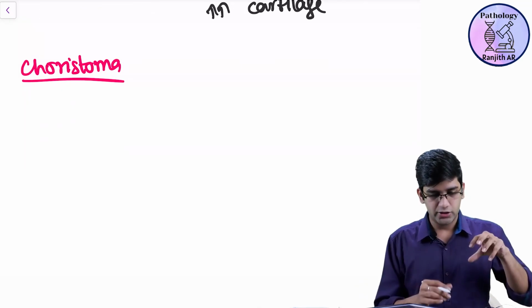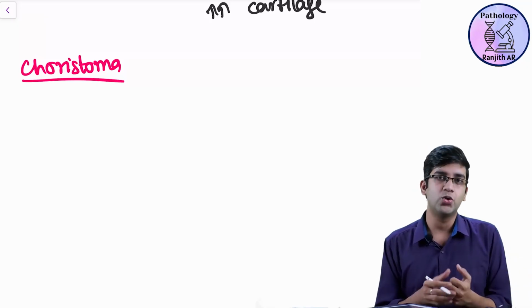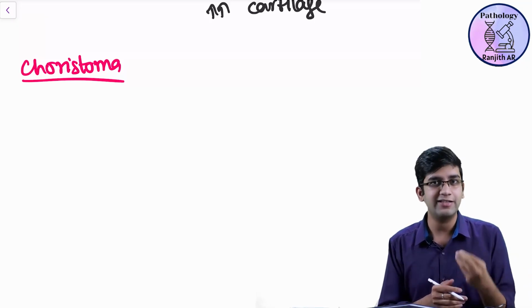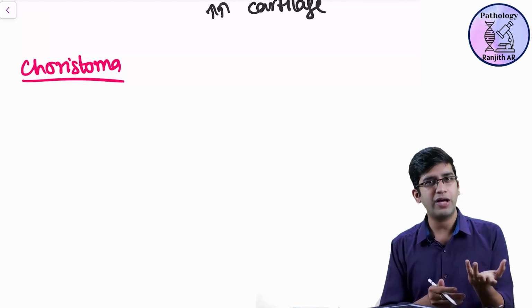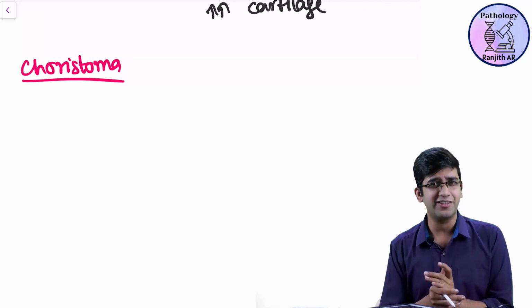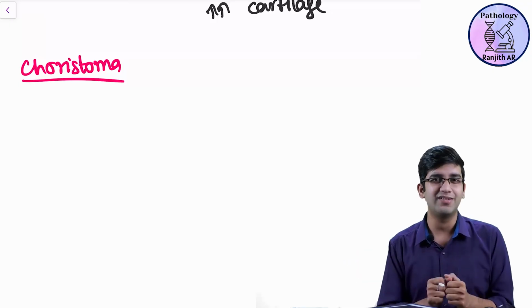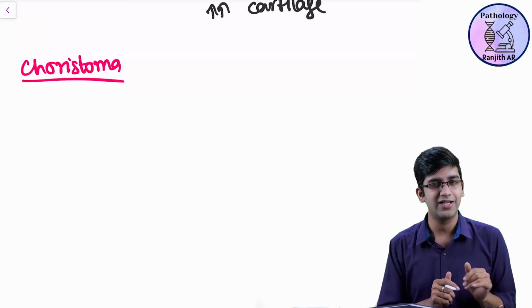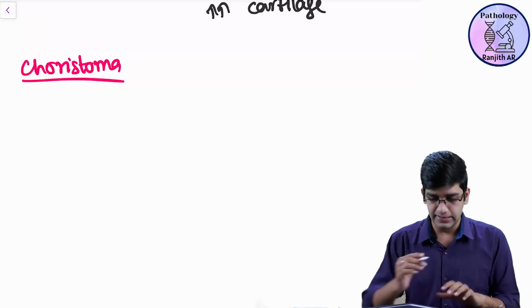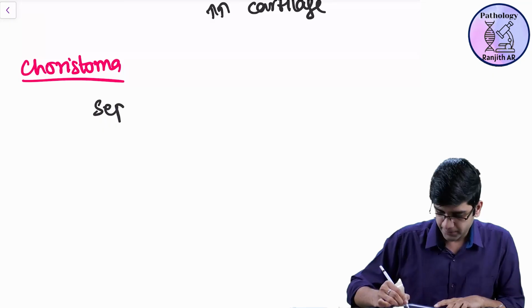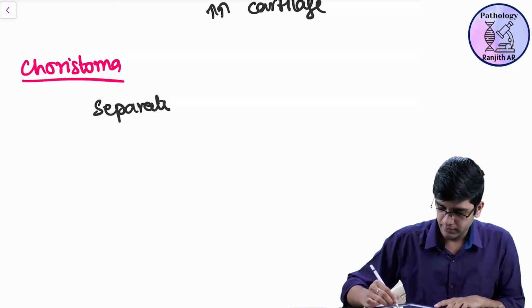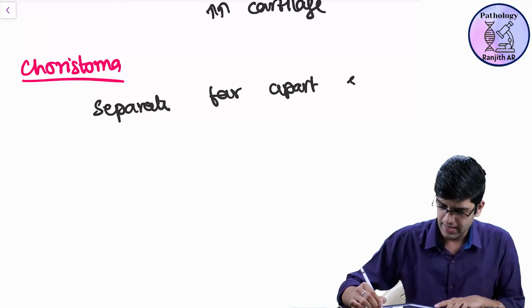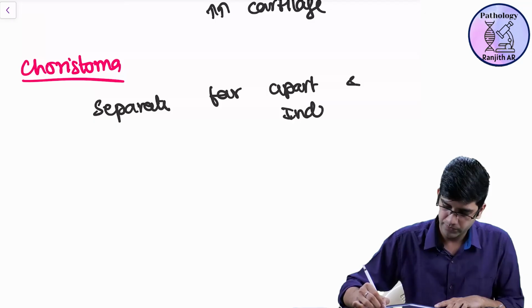I always like to read the meaning of a term which I don't know. I want you to inculcate that habit as well. If something comes up, you have Google. You Google very silly things, right? Once in a while, Google medicine. Enough. Not always, once in a while. Choristoma's literal meaning is separate, far apart, and independent.